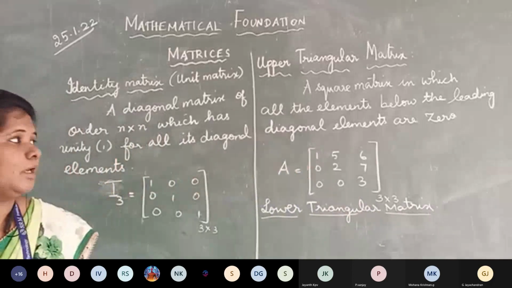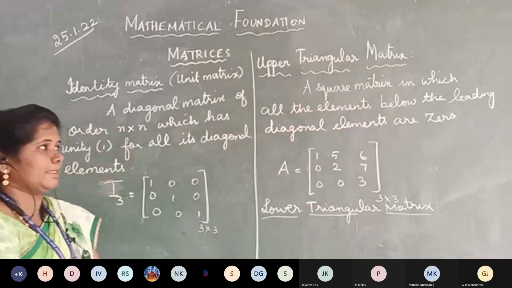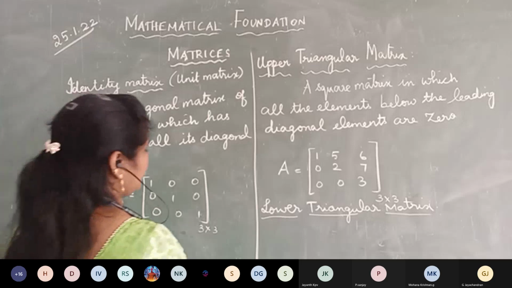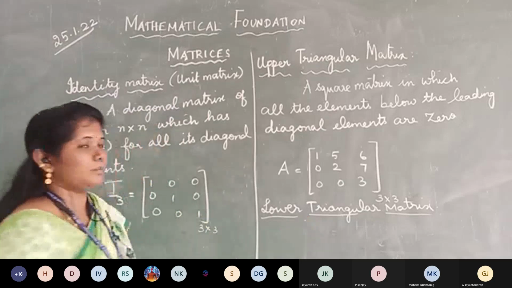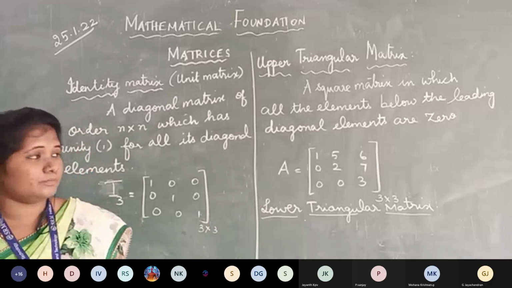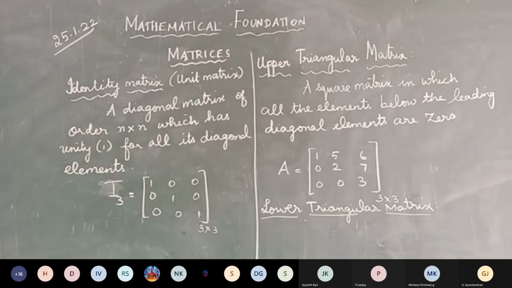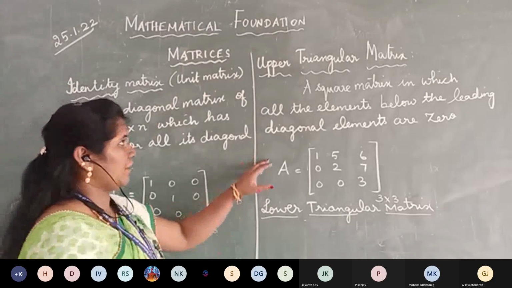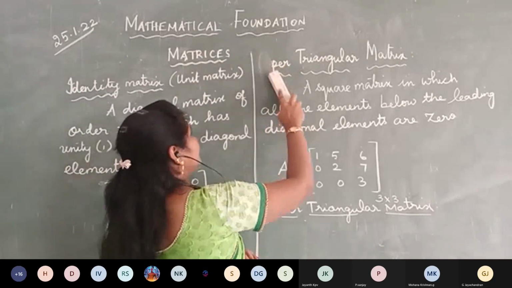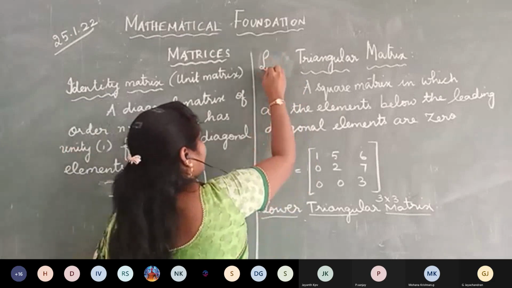Lower triangular matrix. In a lower triangular matrix, write the same sentence as for the upper one: a square matrix in which all the elements above the leading diagonal are zero. Have you all written this upper triangular matrix? Yes or no? Upper triangle itself, I'm going to write your lower.